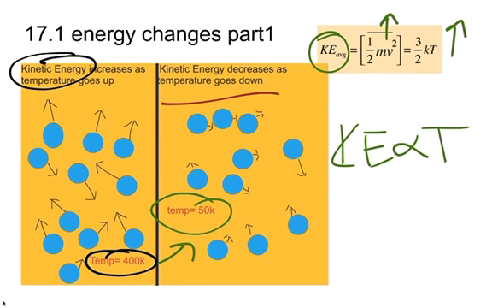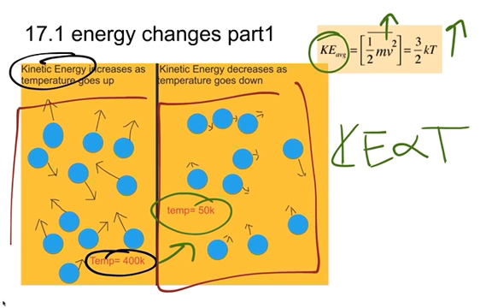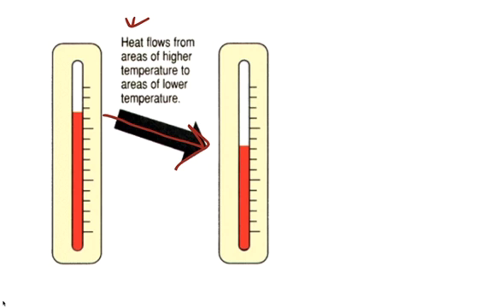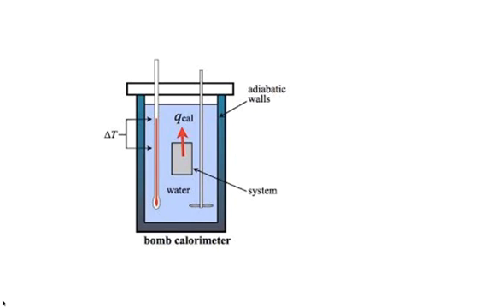So say we have these two samples of particles, one at 400 K, the other at 50 K, and we mix them. There would be a heat flow from the hotter to the colder. They'd bump into each other, and they would transfer the energy from the hot system over to the cold system. That is heat. That's a measure of heat flow. And we have a way to measure it. Typically, we'll measure heat flow in a system like this.